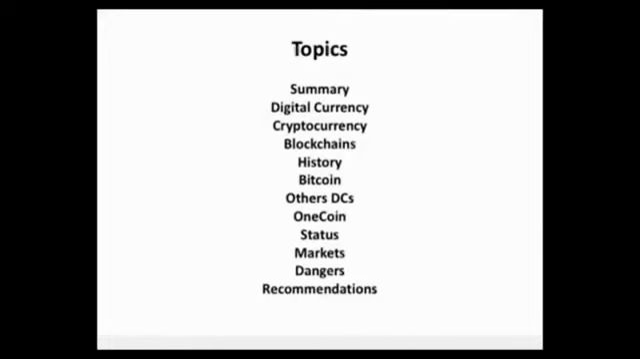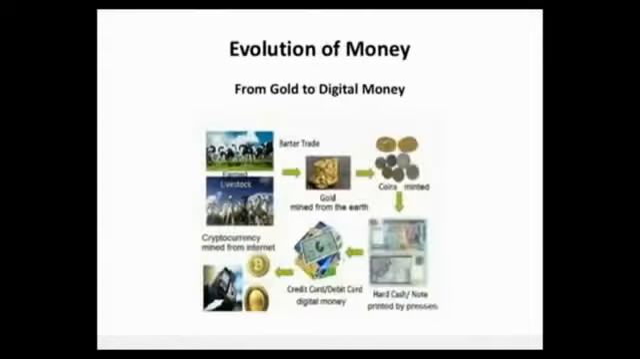Talk about digital currency, which is really the same thing as cryptocurrency. And they keep track of it all using something called blockchains, which is just a big database. Who owns what? We'll talk about history of Bitcoin, other digital currencies, and then focus on OneCoin, the status of everything, how are the markets doing, what are the dangers involved, and recommendations that I see that might be of interest. Next slide. The evolution of money, pretty simple.